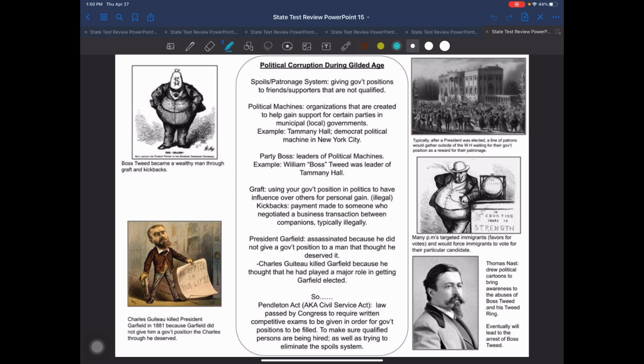All right. And a vocabulary word that you do need to be familiar with is something known as the spoils system. Now, this is also known as the patronage system. And what this is, is when people are given government positions. So when somebody's elected, they sometimes get to choose people to do certain jobs, and they give those jobs to their buddies that are not qualified for those positions.